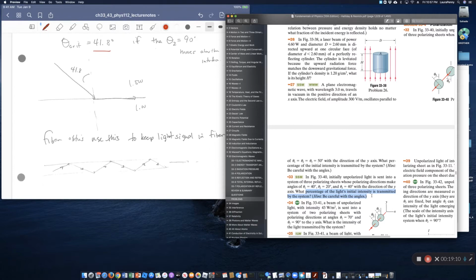Fiber optics uses this idea of having light come in at angles greater than the critical angle, so that all of the light just bounces around inside the fiber and none of it transmits out, keeping the light signal in the fiber.